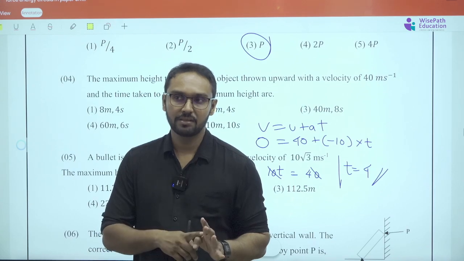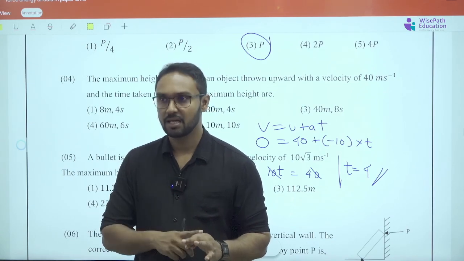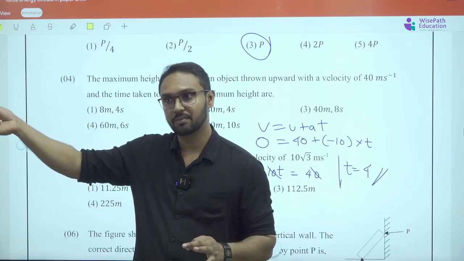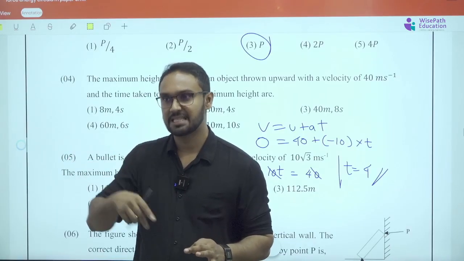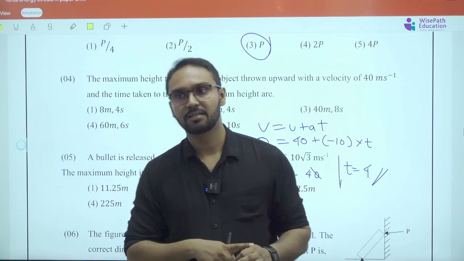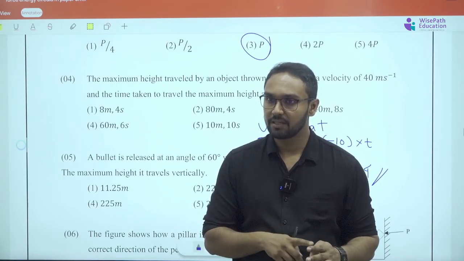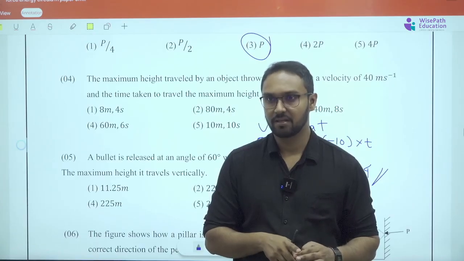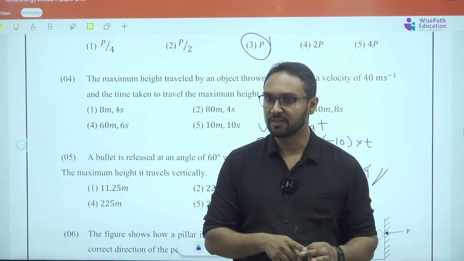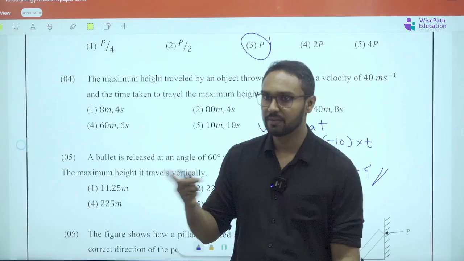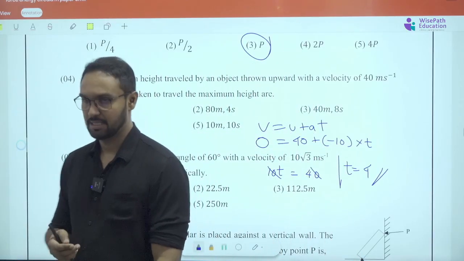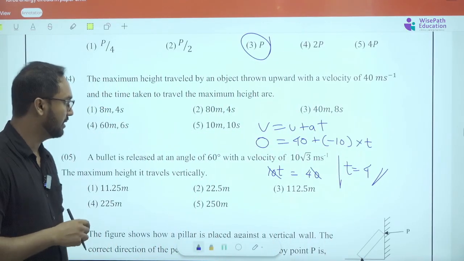V square equals u square plus 2as, where s is the displacement. The other equation was s equals ut plus half at square. And there's another one, (u plus v) over 2 into t equals s. Three equations are there. You can apply any of that.